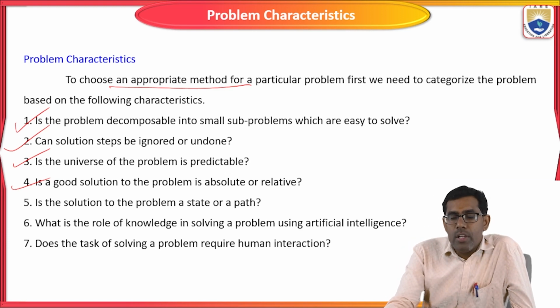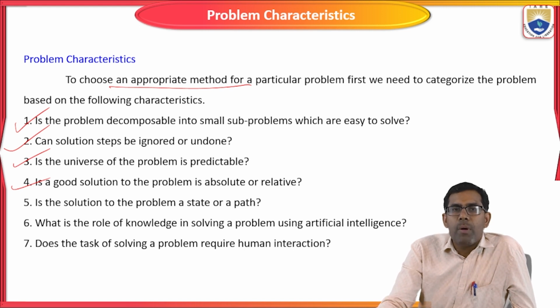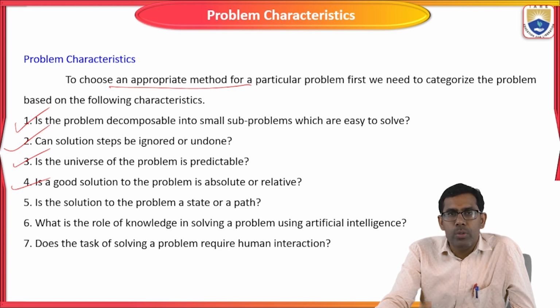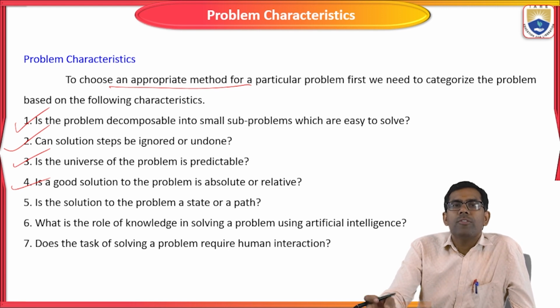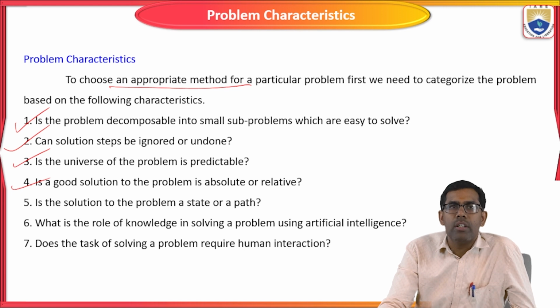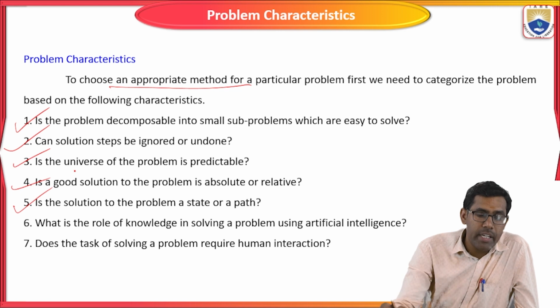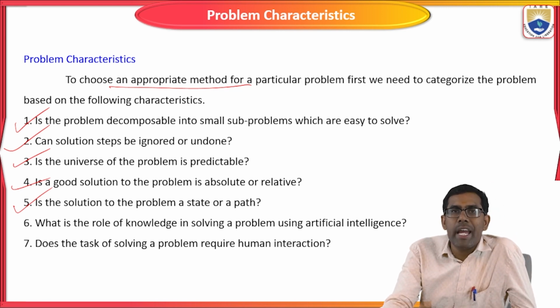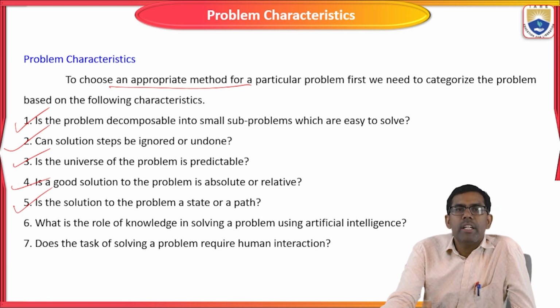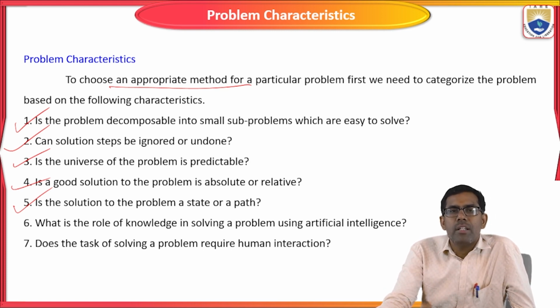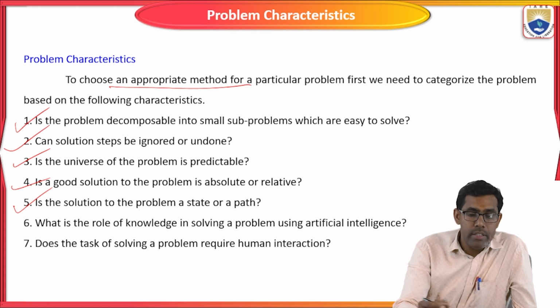If the AI system produces some appropriate or actual solution, it should be acceptable, and it will be considered as the solution for the particular problem statement or not. So that is the fourth category. What is the fifth category? Is the solution to the problem a state or a path? I will explain that when we see the fifth category: what exactly is a problem state, and what exactly is a problem path.